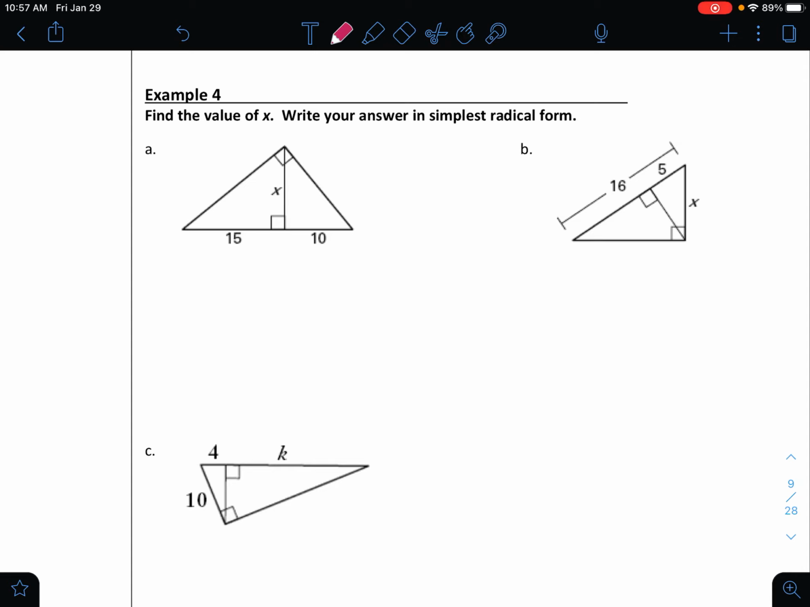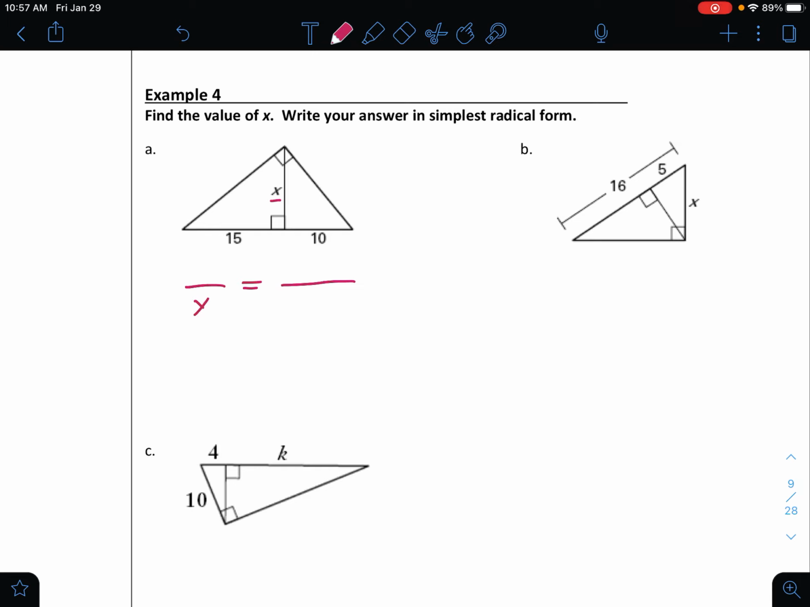Okay, I would like you guys to pause and try the last 3. I want you to think about your geometric mean of the altitude or leg, and then try to complete these, at least get them set up if you can, and then come back to the video when you're ready.